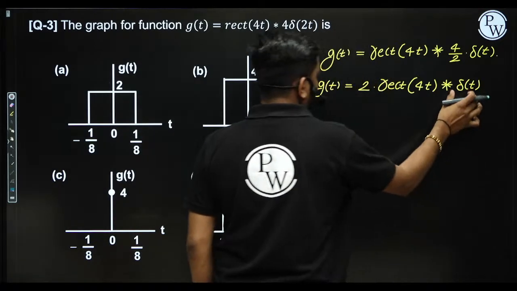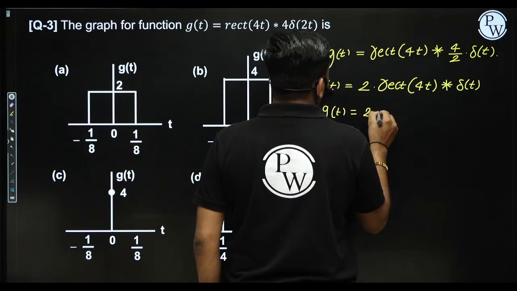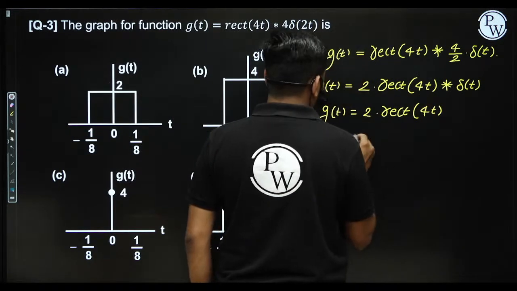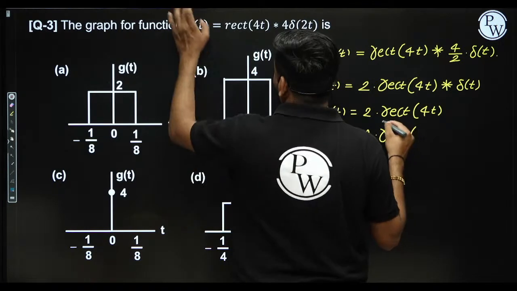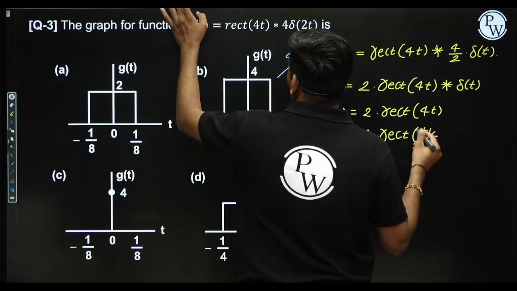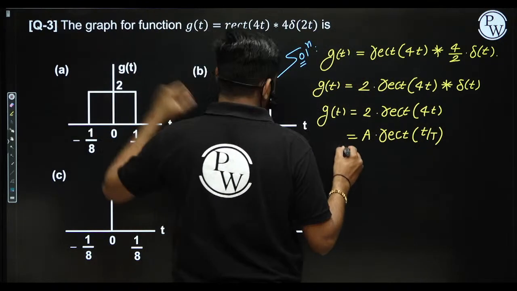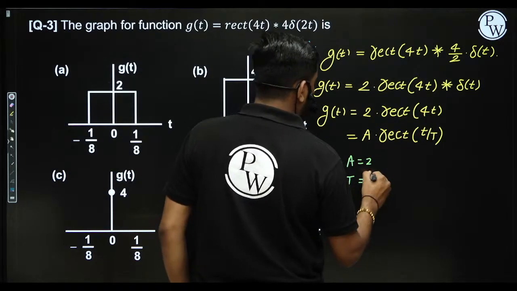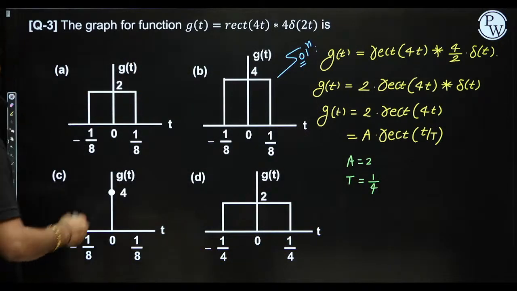Convolution of impulse with any function is nothing but that function itself. So here we get 2 rect 4t. Now compare it with the standard format. The standard format is A rect t upon capital T. From here you get the amplitude A equal to 2 and the total width is 1 by 4. So observe which option is the right answer.